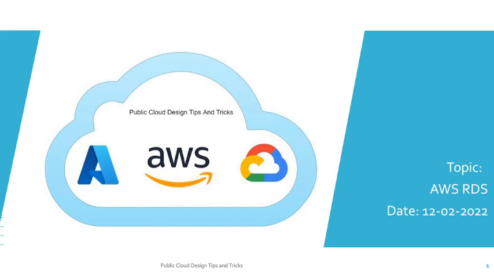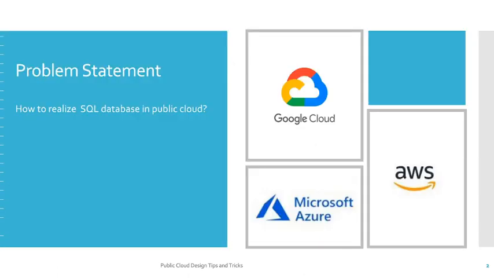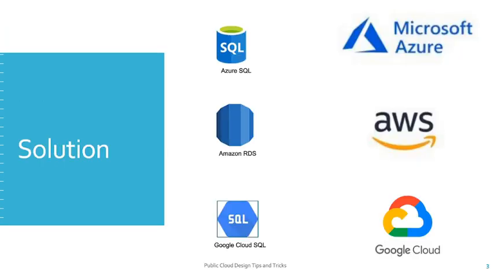In this channel, we generally discuss public cloud design problem statements and their related solutions. Today, we are going to discuss Amazon Web Services Relational Database Service. So today's problem statement: how to realize a SQL database in public cloud. The solution which Microsoft Azure has provided is Azure SQL, Amazon Web Services has provided Amazon RDS, and Google Cloud has provided Google Cloud SQL.